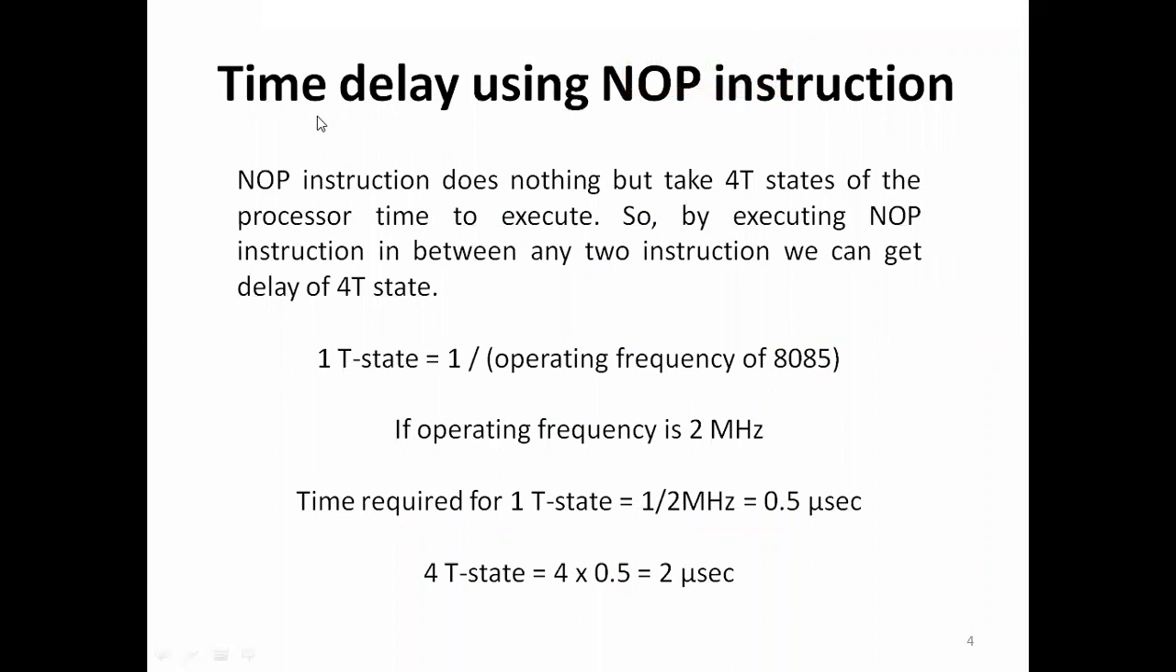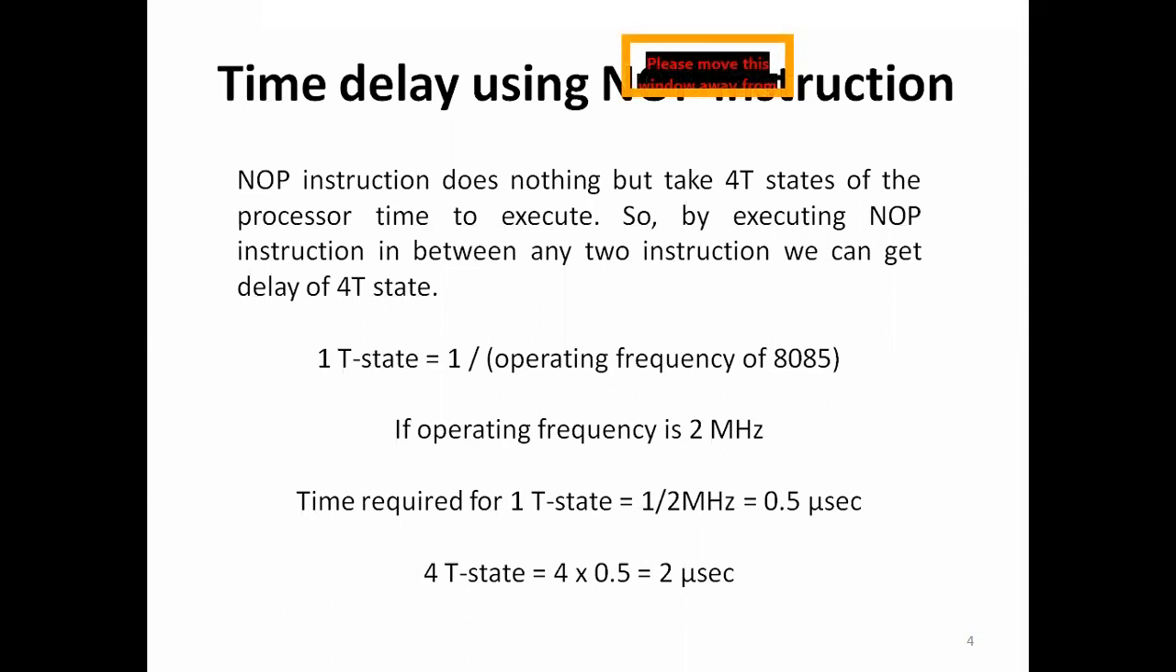That is called the time delay using the no operation instruction. Whenever we put a NOP instruction between two instructions, NOP stands for no operation. This instruction does nothing, but it consumes 4 T states of the processor time to execute. So by executing this instruction, we get a delay of 4 T states. If we want a delay of 24 T states, we can use the no operation instruction 6 times, written in between the different instructions.